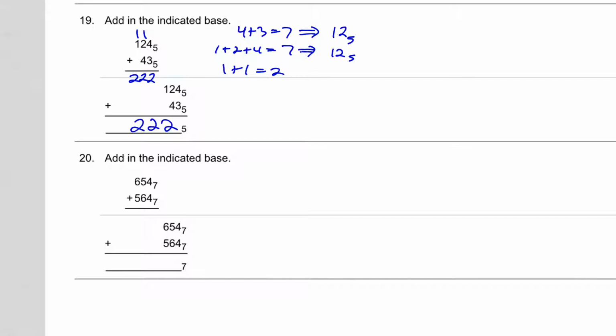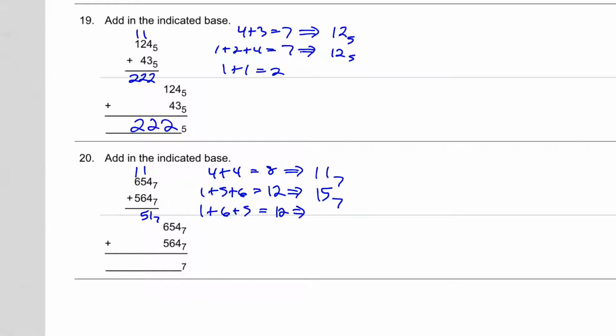Here's base 7. First column is 4 plus 4, which is 8, which means we completed a set. 1 set of 7s with 1 remaining. So that's a 1. Carry the 1. That's 1 plus 5 plus 6, which is 12. Still have 1 set. And remainder will be 5. So we're going to put the 5, carry the 1. 1 plus 6 plus 5 again. Same thing.